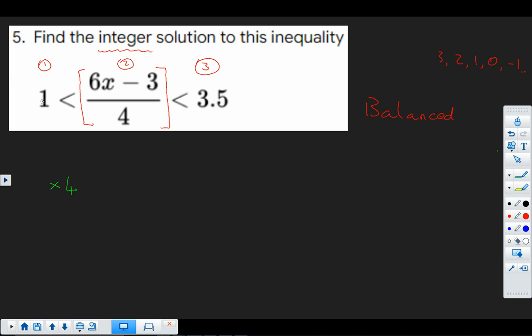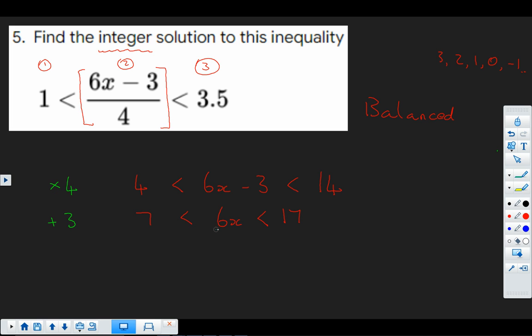So my left-hand side here, 1 times 4 is 4, is less than. And there's my numerator term because I've got rid of this denominator. Now I've got to multiply 3.5 by 4. Well, multiplying by 4 is doubling twice. 3.5 doubled is 7. Doubled again is 14. I want my x on its own, so this take away 3 I'm going to get rid of by adding 3. So 4 plus 3 is 7, is less than 6x, is less than 14 plus 3 is 17.